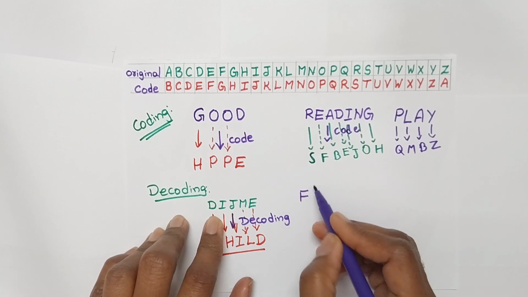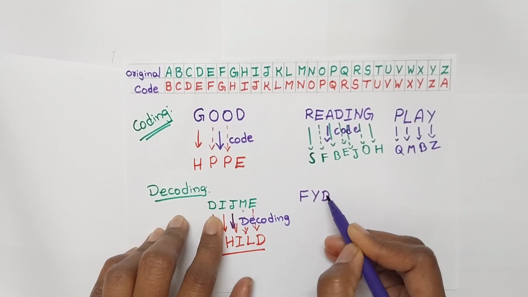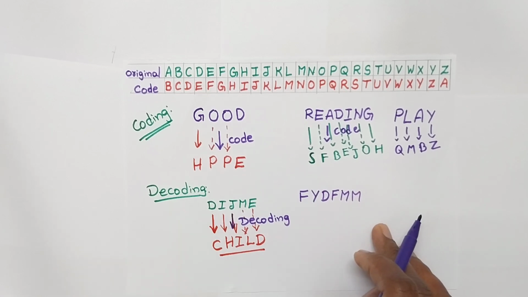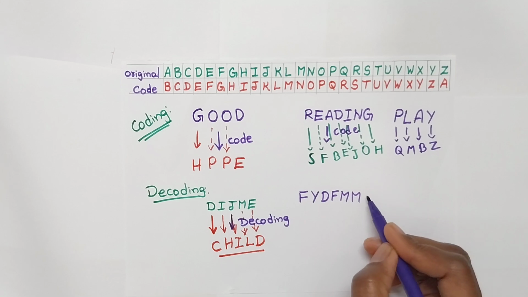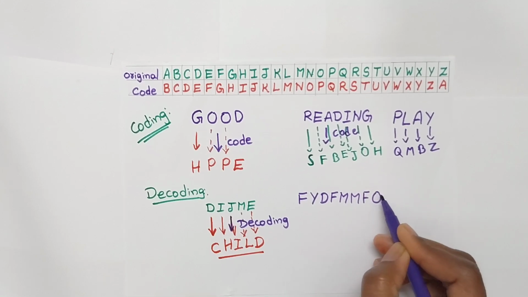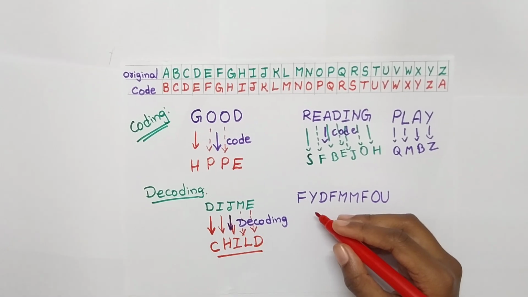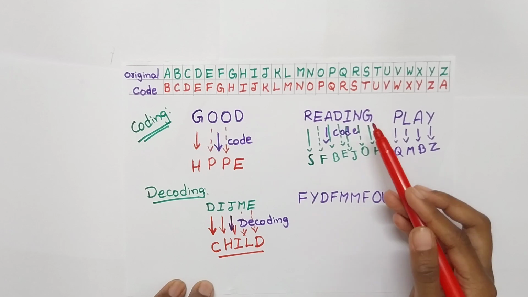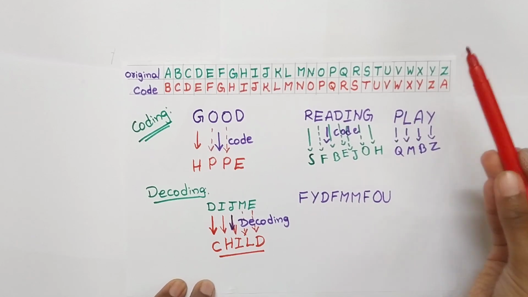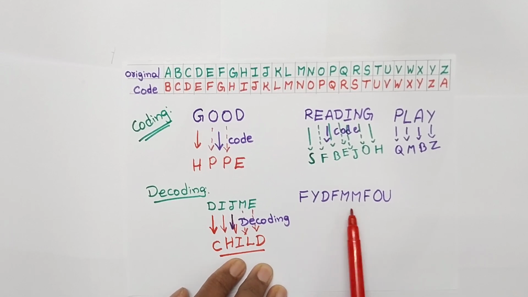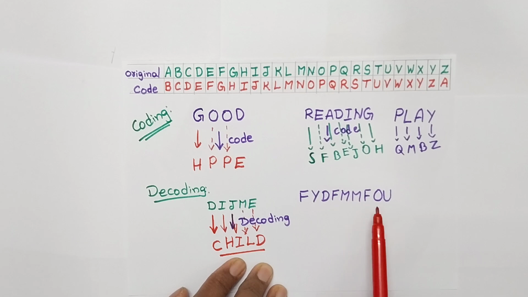F Y D F M M F O U. We decode it. For decoding, check the letters from the second line and take the letters from the first line. So, for F, Y, D, F, M, M, F, O, U, we have to check the letters carefully.